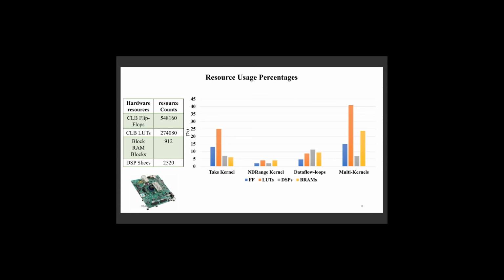Nevertheless, the dataflow loops mapping option, which provided the best performance, also utilized less than 10% of the FPGA resources, which also gives a good opportunity to boost the performance through replicating the kernel design to enhance the spatial parallelism. However, the multi-kernel mapping option for functional parallelism and the task kernel utilized a considerable amount of resources.